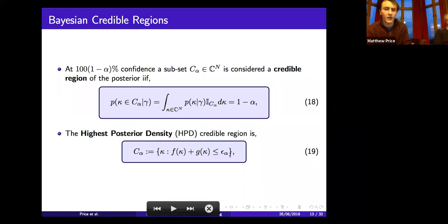Okay, fine. To actually calculate the HPD credible region, you need to calculate this level set threshold, epsilon alpha. To calculate that, you need to evaluate this very high dimensional integral. When the dimension n of the convergence map is very large, this integral becomes completely intractable, or at the very least, very difficult to compute.